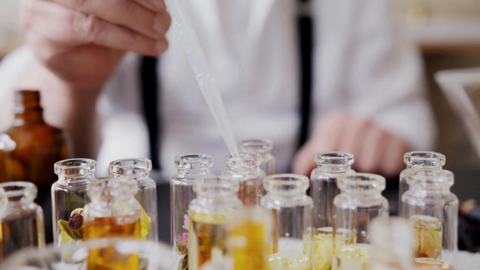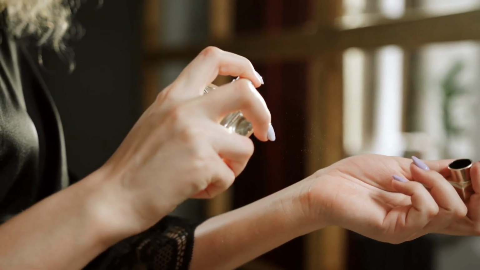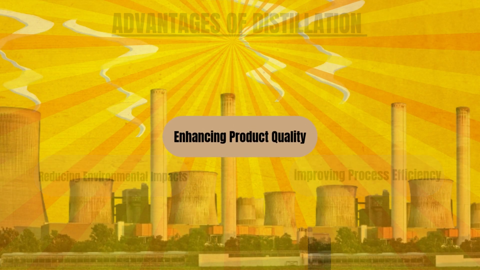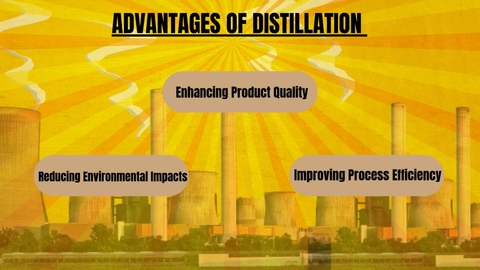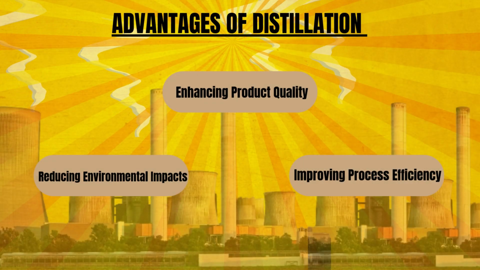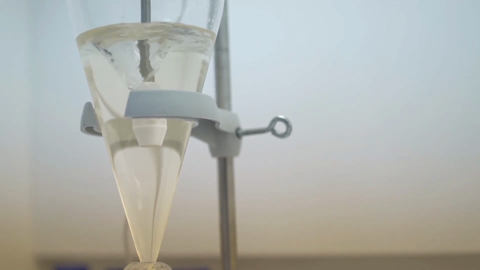Even in perfume manufacturing, distillation plays a huge role in extracting fragrance compounds from plants, giving us the scent that we use daily. Besides these applications, the distillation column also brings important advantages. It enhances product quality by producing purer and more consistent output, helps to reduce environmental impact by separating harmful gases like carbon dioxide from industrial streams, allowing them to be stored and reused instead of released into the atmosphere, and improves process efficiency by speeding up the separation and ensuring a high quality final product.